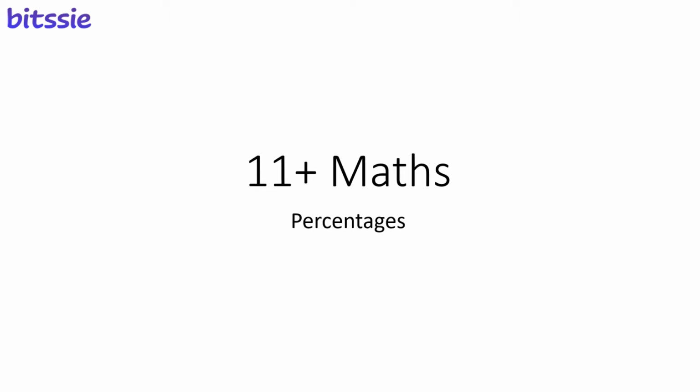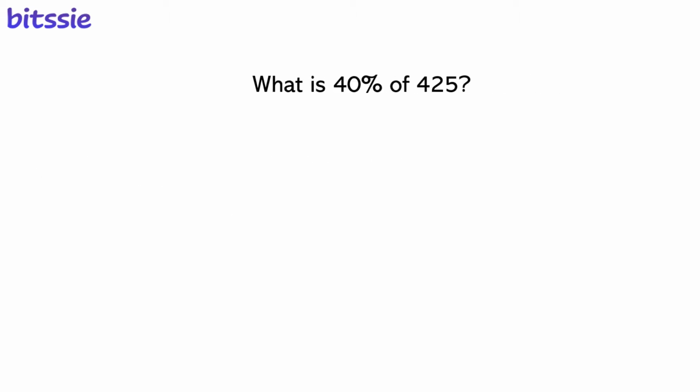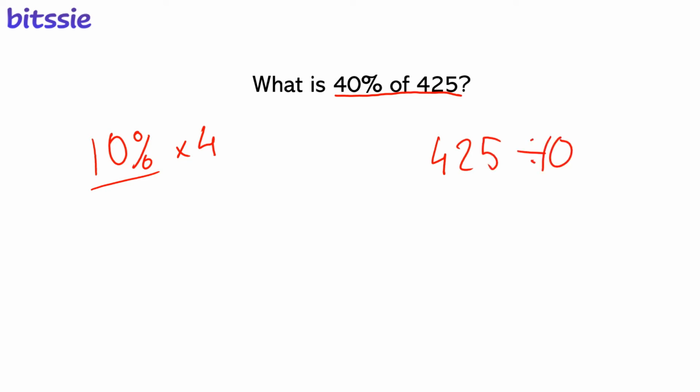Let's look at our first question. This question is asking us to calculate 40% of 425. The easiest way to calculate 40% is to first find 10% and then multiply this by 4. So if we do the first step and calculate 10%, we need to divide 425 by 10, which is equal to 42.5.